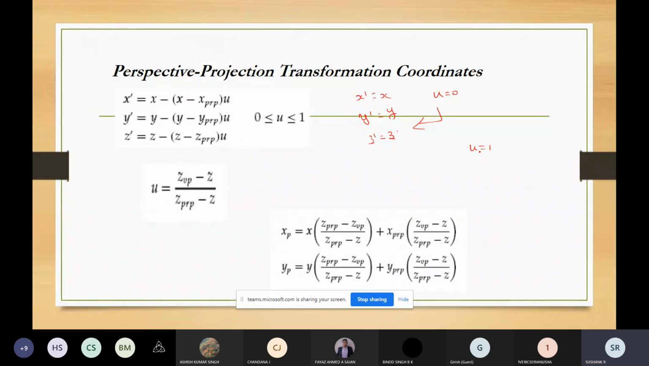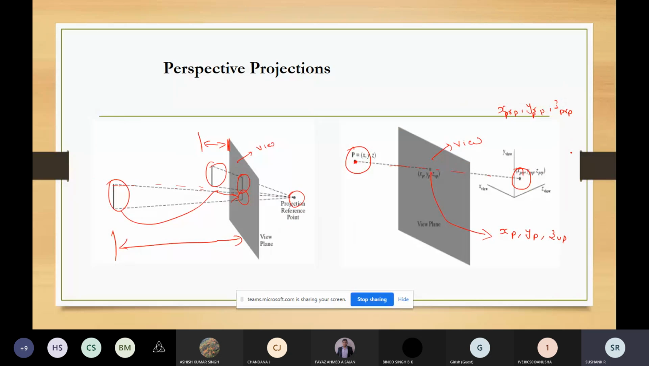When u is 1, what will happen? So x minus x will get cancelled, x and x will get cancelled, and this will become plus. So the equations will be x dash is equal to x prp, y dash is equal to y prp, and z dash is equal to z prp. This is the equation which you will get when u is equal to 1. So what is that point? They are the projection reference point.